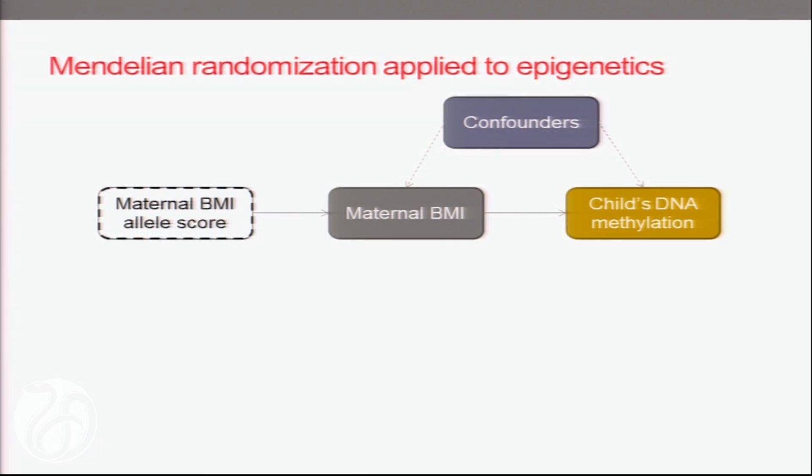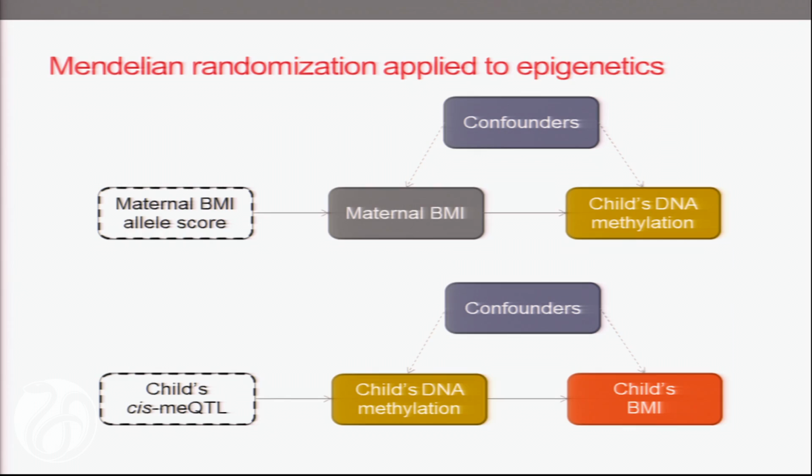So here we can use an allele score generated from genes or variants known to influence maternal BMI, and we can look at their relationship with child's DNA methylation. So we use these as a proxy for our measure of maternal BMI. And we can apply this to epigenetics. Apologies because it gets rather complex, but we can also do it in a second step where we want to know whether our child's DNA methylation is causally related to the evolution of childhood differences in BMI. To do that, we need a genetic proxy for this measure, and we can do that because we can identify genetic variants that are very strongly correlated with site-specific DNA methylation.